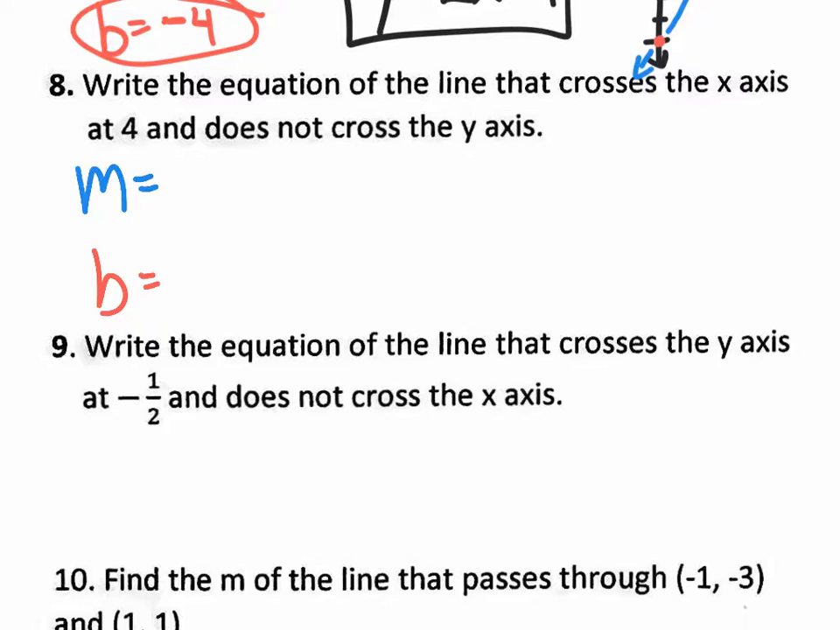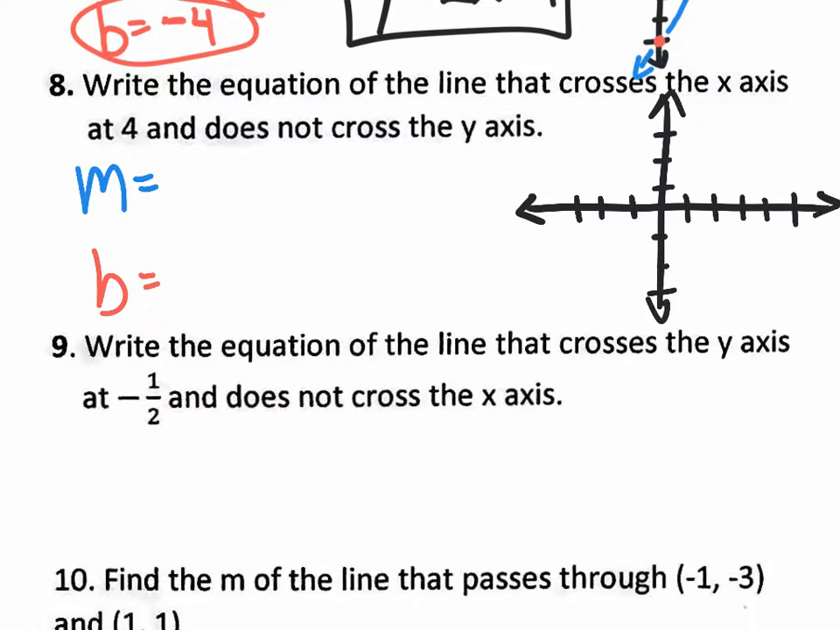It says that it crosses the x-axis at 4 and does not cross the y-axis. Let's get a visual. So there's my xy plane. And let me graph this line. It crosses the x-axis at 4. 1, 2, 3, 4. It crosses right here. It says it does not cross the y-axis. So what kind of line do we have if it does not ever touch the y-axis? Horizontal or vertical? Vertical. Vertical, right?